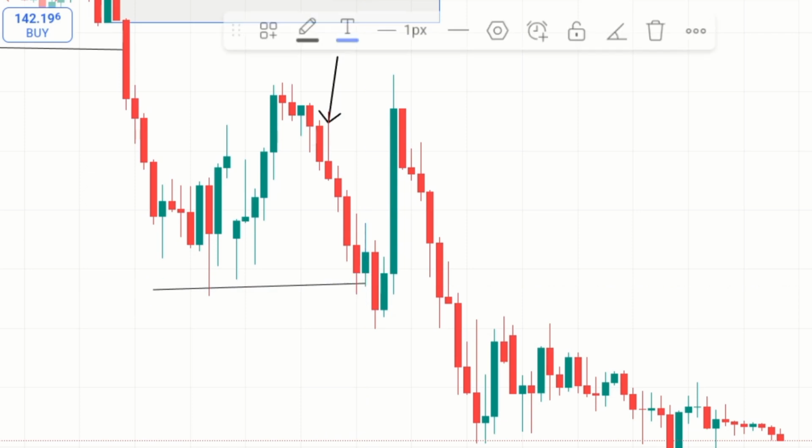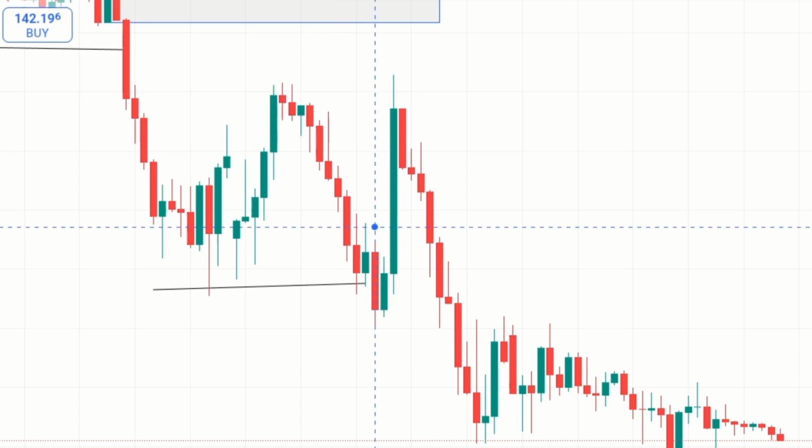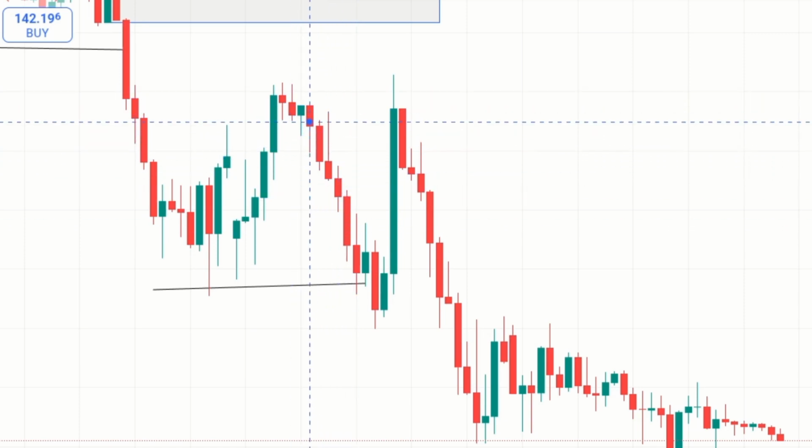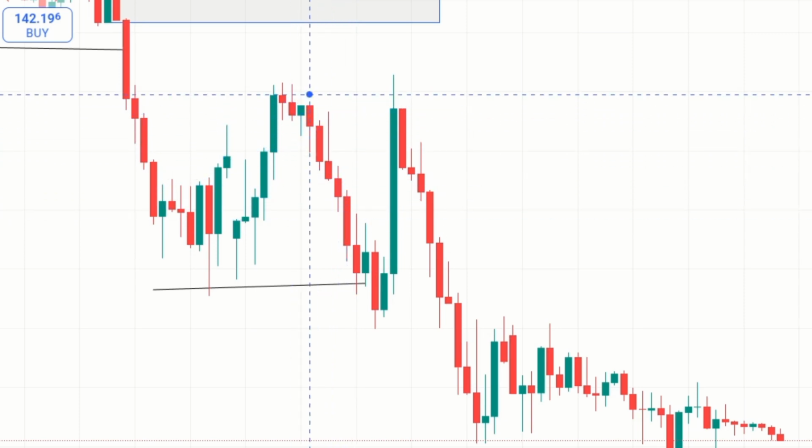Remember, we always have to look for the break of market structure before looking for an order block. And we ask, where did this move start from? This move started from right here. There was this opposite candle. This was a bullish candle before the market made this bearish move.